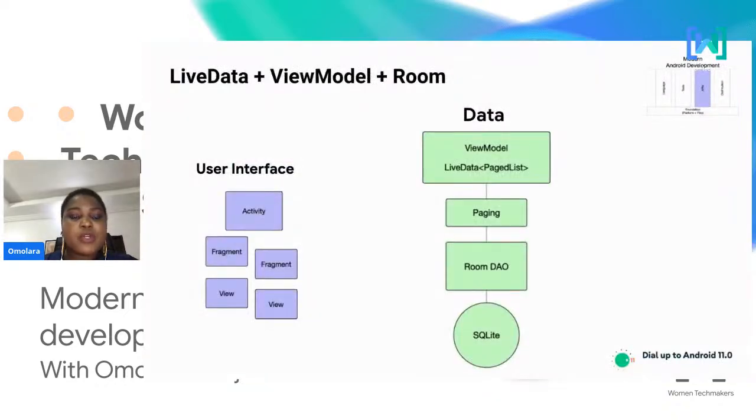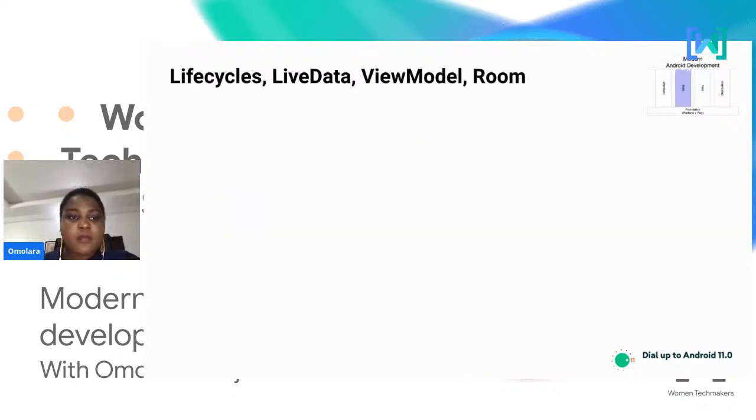On top of Room, you can also use Paging. Paging is one of the libraries built in Jetpack to make pagination easy. Let's say you want to work with RecyclerView or ListView and you want to handle pagination. Paging is also a go-to library to make this happen, and you can integrate it easily with Room, and then obviously ViewModel. So everything works so seamlessly together.